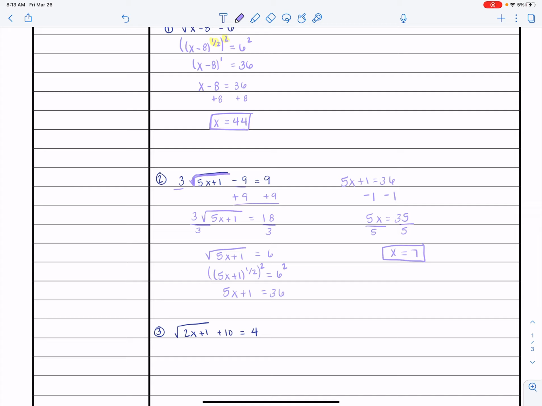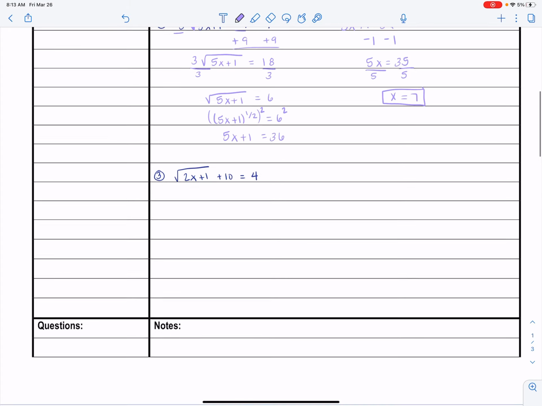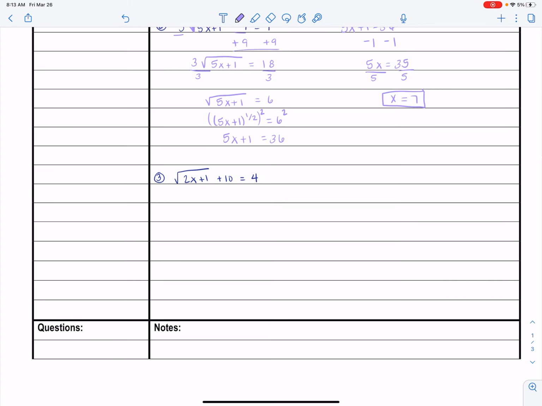All right. Last example. I have to isolate the radical first. So I'm going to subtract 10. So the square root of 2x plus 1 equals negative 6. Now from here, I'm finished, because I cannot input any value for x that's going to give me a negative number outside of the square root. So this has no solution.